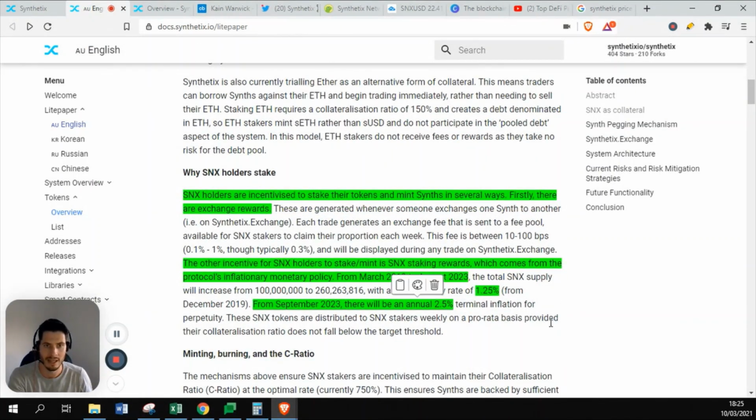Then why do SNX holders stake? SNX holders are incentivized to stake their tokens and to mint synths in several ways. Firstly, there are exchange rewards. So the exchange rewards are the fees that are on the exchange. And another word for minting is creating.